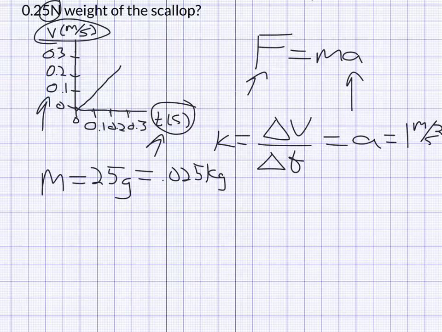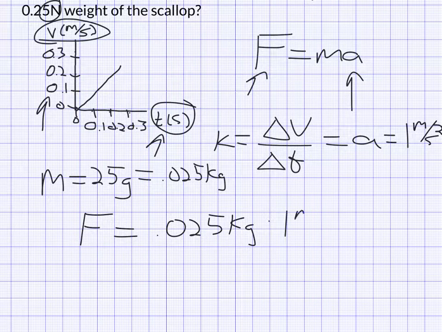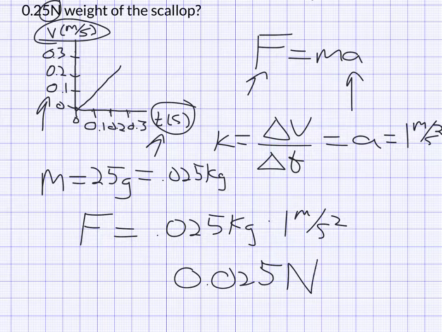Hallelujah. So my force that I'm going to try and find is equal to the mass times the acceleration, or 0.025 kilograms times 1 meter per second squared. And of course, 1 times anything is just the same. So 0.025 kilogram meter per second squared, which of course is a newton. So this scallop is accelerating itself away from the predator coming to eat it with a force of 0.025 newtons. So that answers the first question.